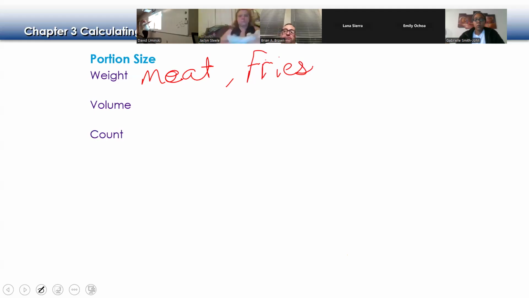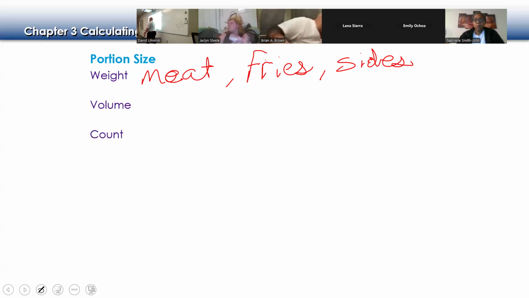You might also look at sides. So if you've ever gone to a deli and they have like pasta salad or macaroni salad or potato salad in the little deli container, they put some scoops in there and they weigh it. They're basically selling it by weight. Okay. Now volume is how much area it takes up. So that's pretty much typically liquids.